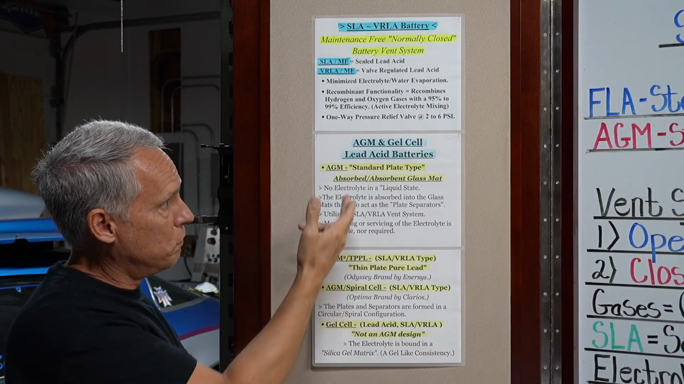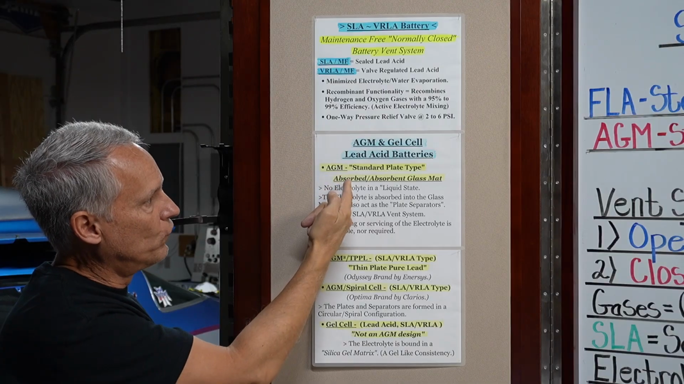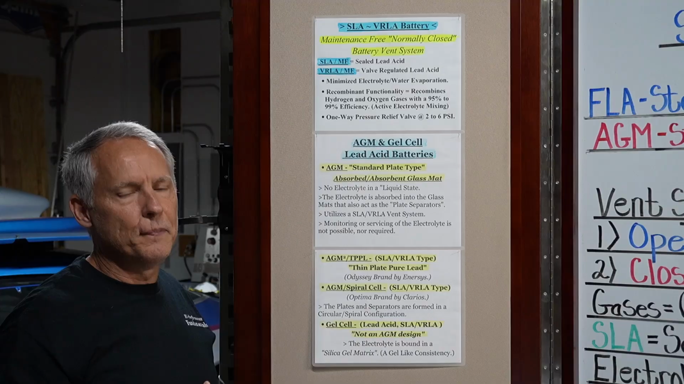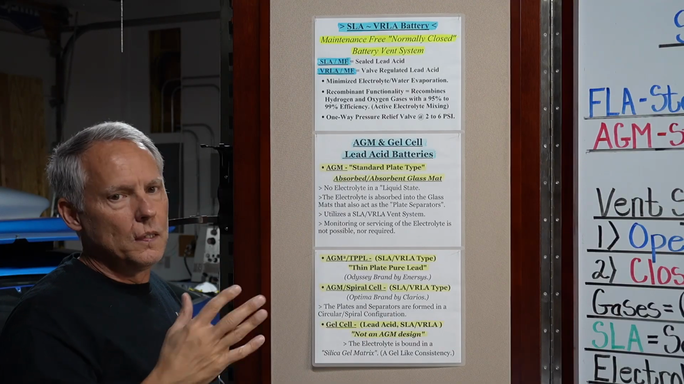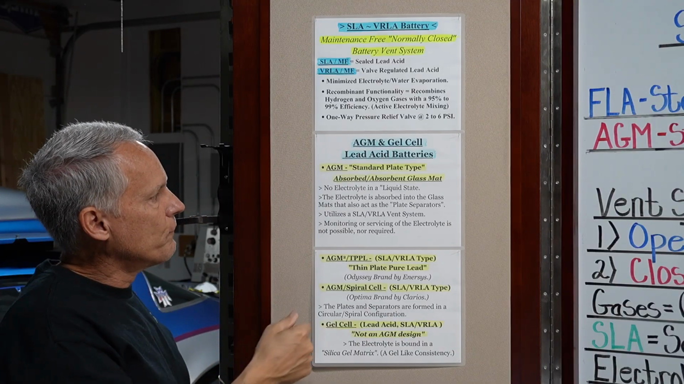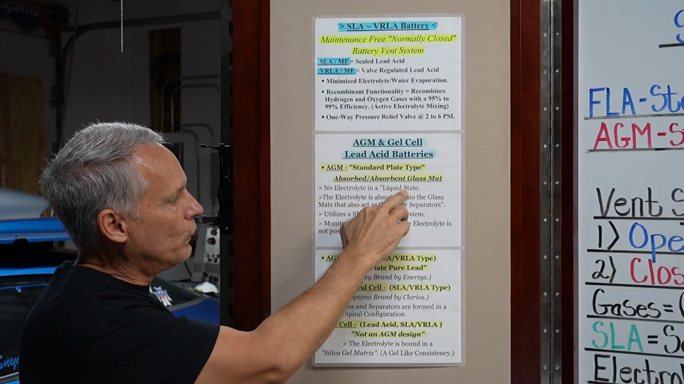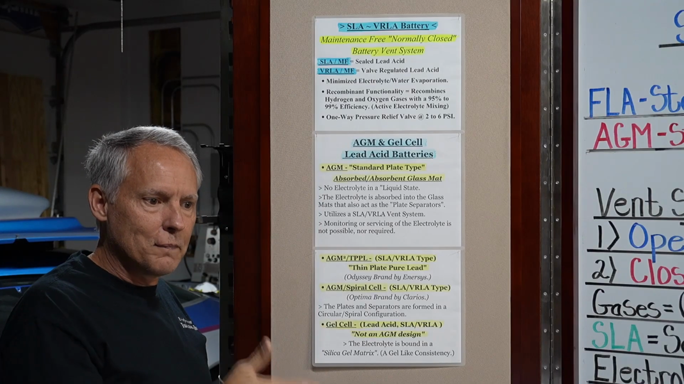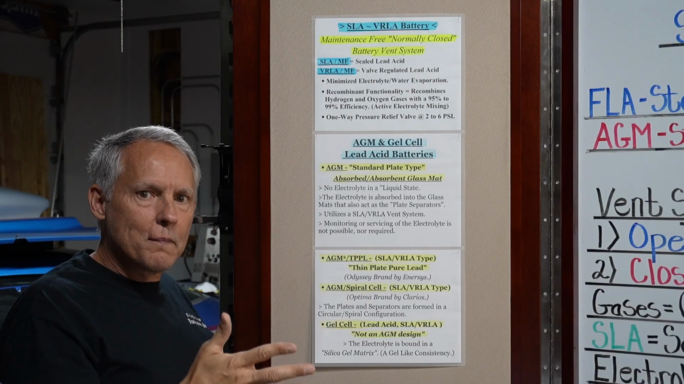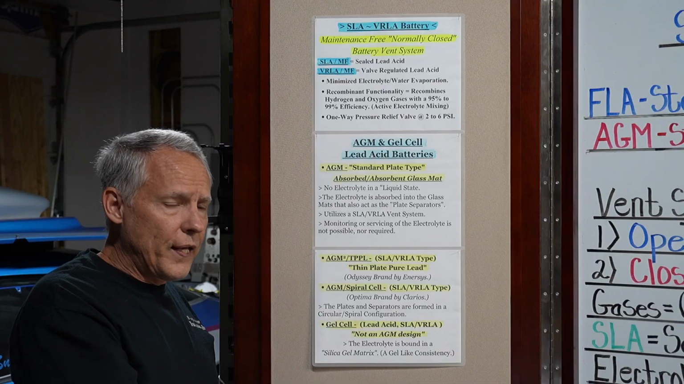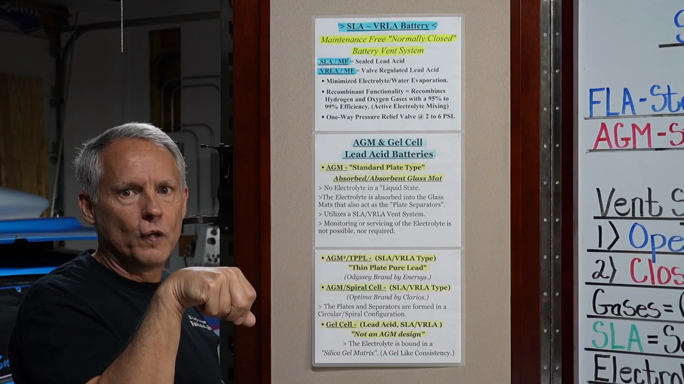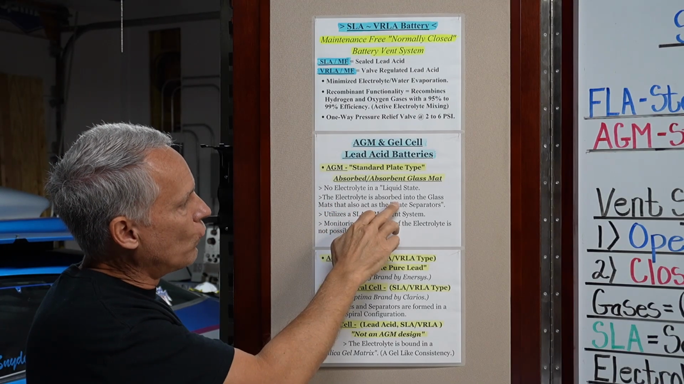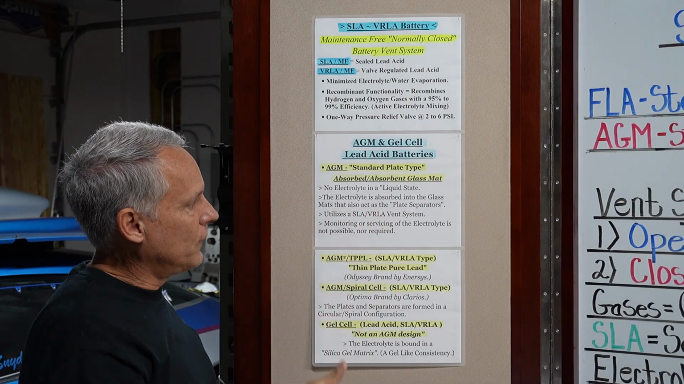AGM, there's your standard plate type. It's known as absorbed or absorbent glass mat. Once again, AGM is absorbed glass mat, but you may see it called absorbent glass mat. Both of them are accurate. They're both the same thing. No electrolyte in a liquid state. The electrolyte is suspended. The separator plates inside the battery are made of a glass fibrous material, like fiberglass. They absorb or suspend the electrolyte. So it's not a liquid state. It's not sloshing around in the battery, right? So the electrolyte is absorbed into the glass mats that also act as the plate separators.